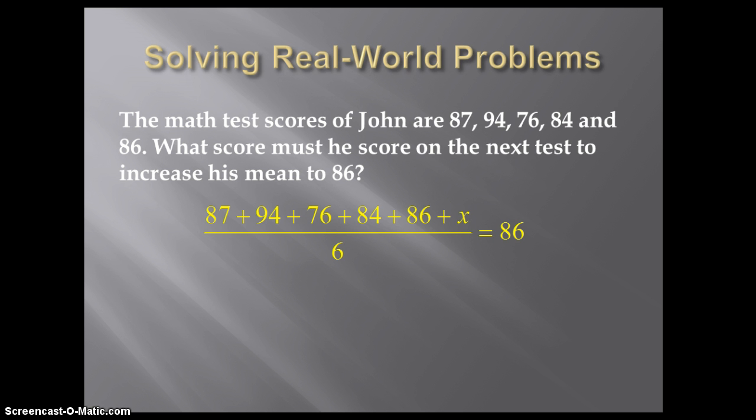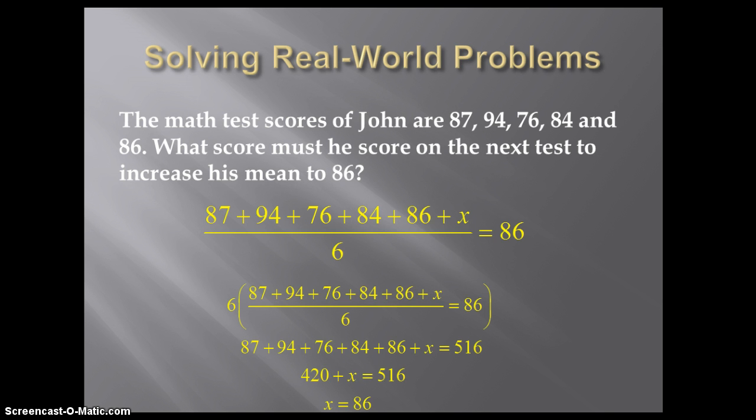So we know to find the average, you add up the total and divide by the number of tests. So we're going to take the 5 tests he already took and add them together plus some mystery number. We don't know what that last test is going to be, and divide it by 6 because there's going to be 6 total tests when he's done. And that's got to give us 86. Now this may look like a really complicated problem to solve, but it's actually not bad when we go about it.